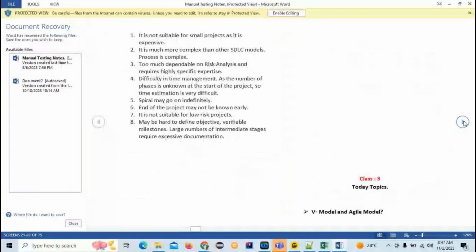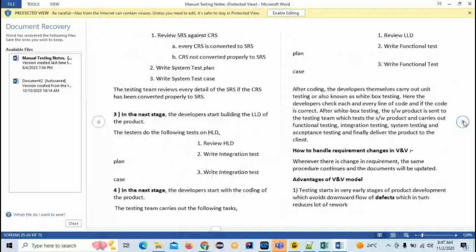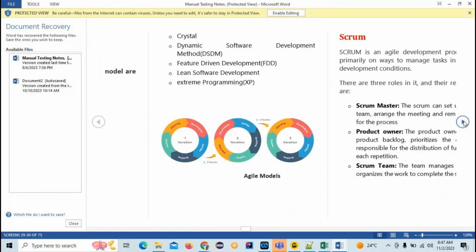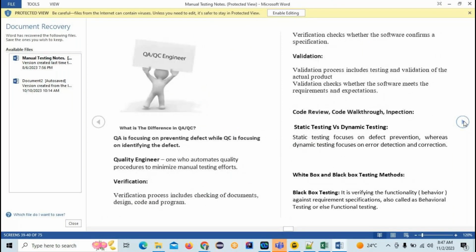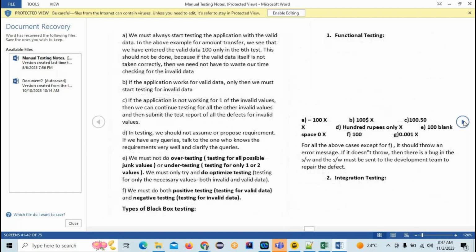Are you able to see the screen? Yes, sir. Okay, if you see here, wait, 1 minute.